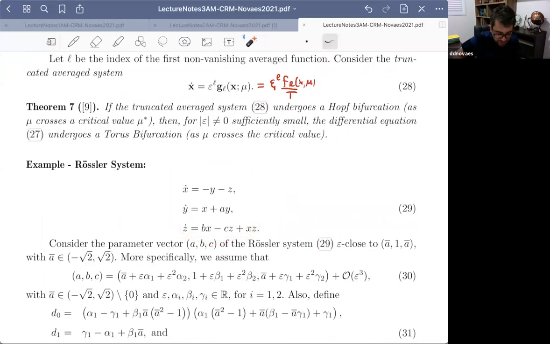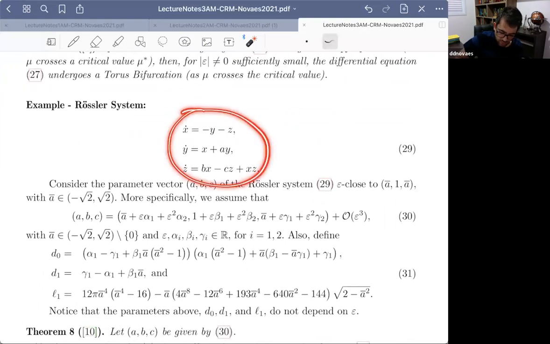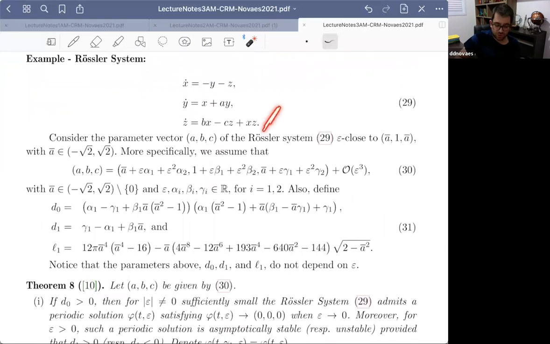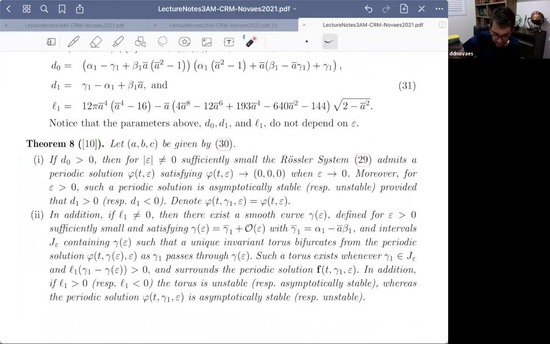I'm not going to explain the details of this application because we do not have time, but we were able to prove the conditions on the parameters of the Oscillator system such that we get the existence of an invariant tori for this vector field. So this is explained here, and in statement 2 we get the existence of a unique invariant torus bifurcating from a periodic orbit. Then we can control the stability of the periodic orbit, the stability of the torus, etc.